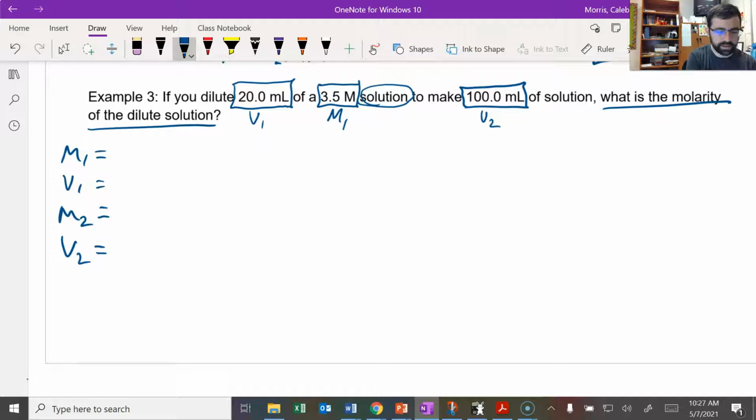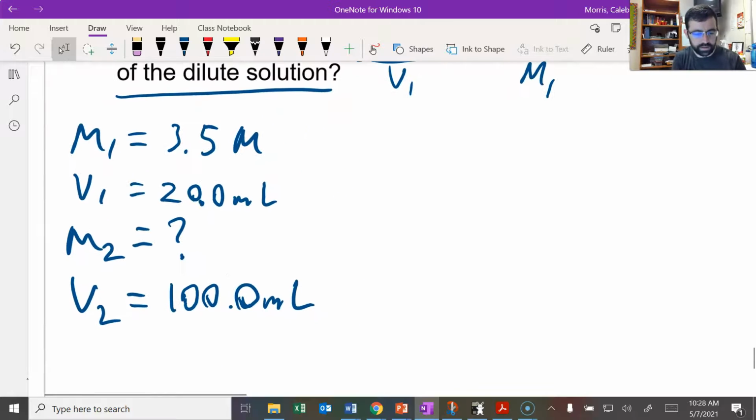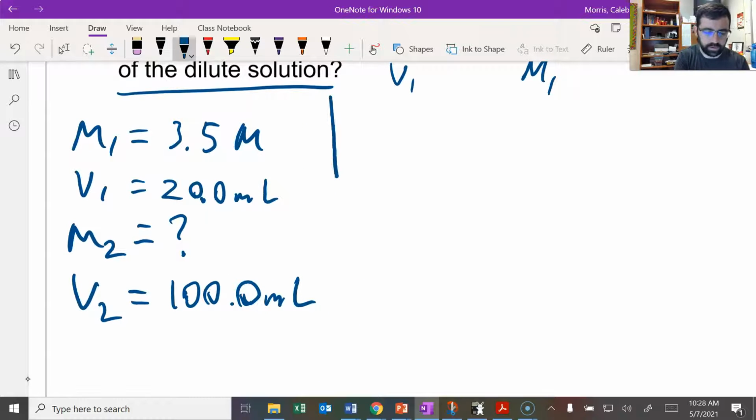M1 is 3.5 molar. V1 is 20.0 milliliters. M2 is unknown, and V2 is 100.0 milliliters. It's always a good idea to make sure your volume units match, and they do. So we're just going to plug it into our formula.